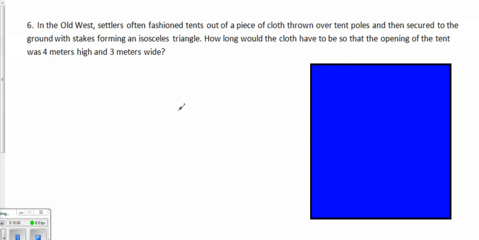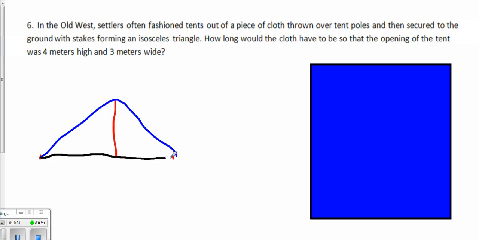In the Old West, settlers often fashioned tents out of a piece of cloth thrown over tent poles, then secured it to the ground with stakes forming an isosceles triangle. So here would be our pole, here would be our two stakes, and then the cloth would go over the top like this. And then, of course, we have our ground. So that would make our tent then.